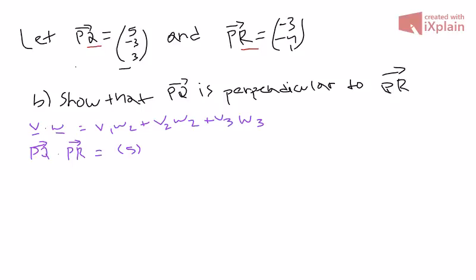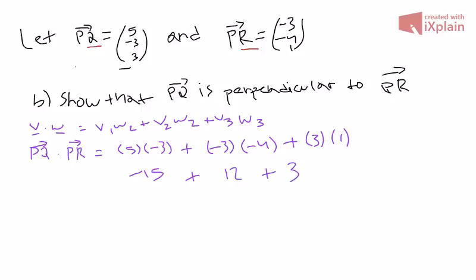So in terms of our vectors, this means 5 times negative 3 plus negative 3 times negative 4 plus 3 times 1. Then we multiply: negative 15 plus 12 plus 3. And we find that it is equal to 0. So this is an indication that the vectors are perpendicular.